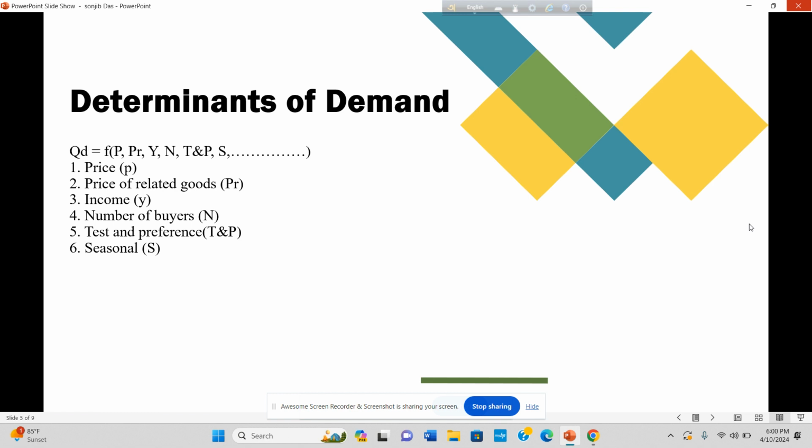And number four, number of buyers. The total number of consumers in the market affects the demand. More buyers typically lead to increased demand, while fewer buyers result in decreased demand. And number six, seasonal factors. Some goods experience a change in demand based on the time of year.